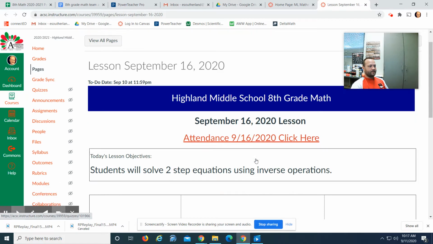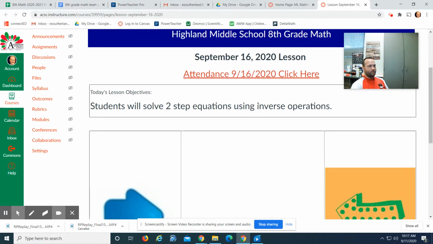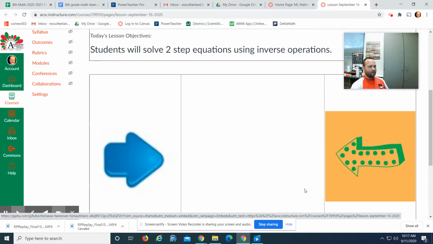You can take attendance again. Our goal is to solve two-step equations using inverse operations. Remember, the word inverse means opposite. The video will be posted here.